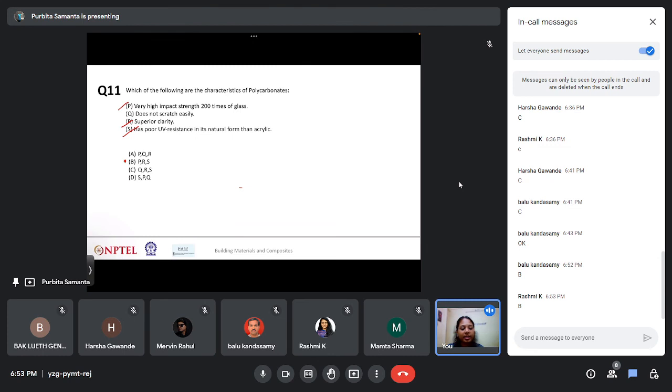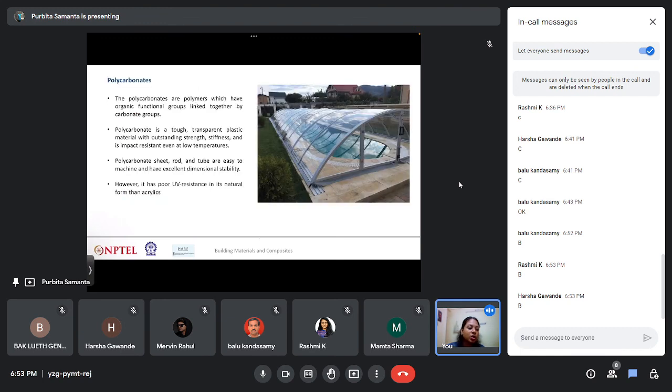Yes, absolutely correct, Rashmi Balu. It's option B. Basically, polycarbonates get scratched very easily. That is one of the disadvantages or drawbacks of these polycarbonates. And not only that, polycarbonates are basically polymers which have organic functional groups linked together by carbonate groups. So that's the chemical composition of polycarbonates.